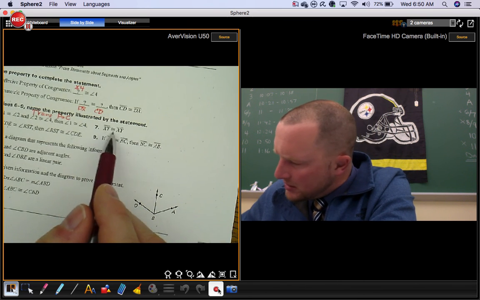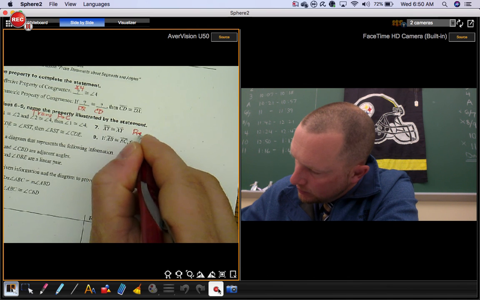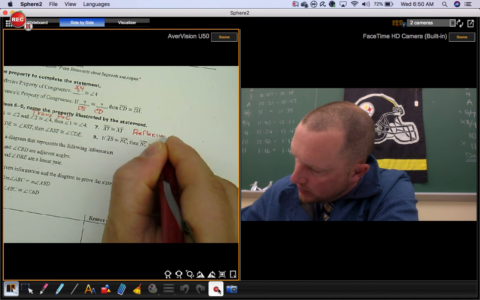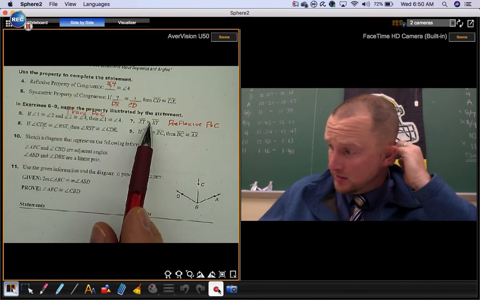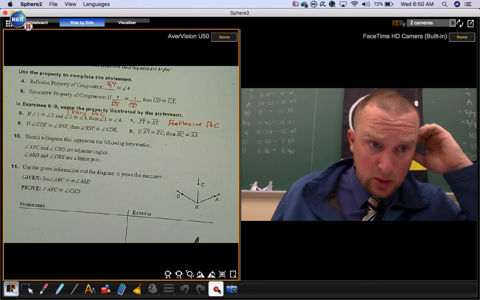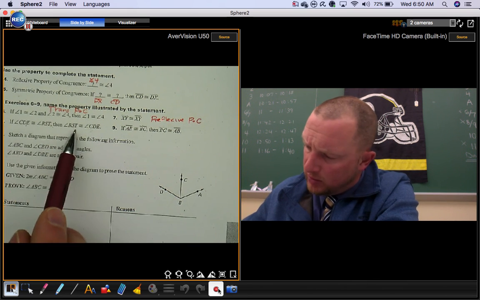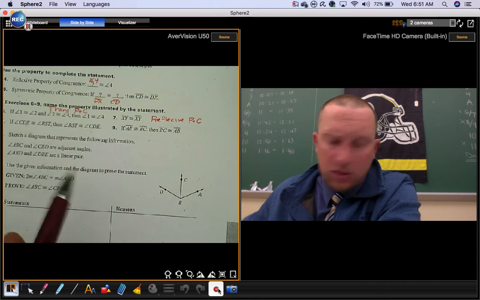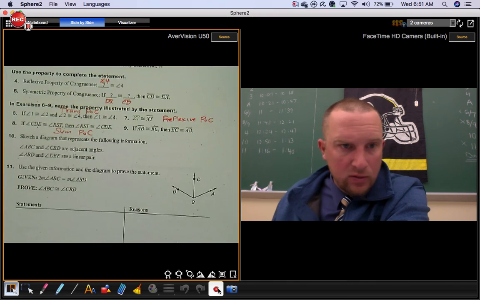Number 7, why is this segment congruent to itself? That's reflexive property of congruence. Again, it's congruence because there's a congruent sign. Number 8, here's two angles that are congruent. Why are they congruent the other way? Symmetric property of congruence.